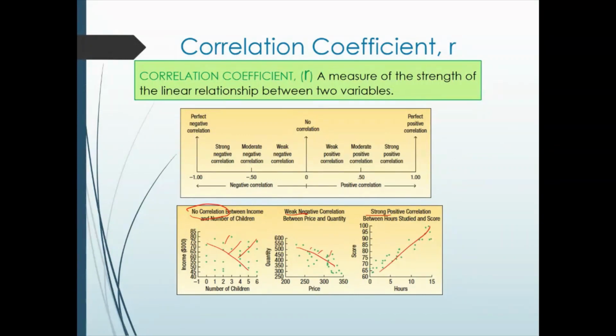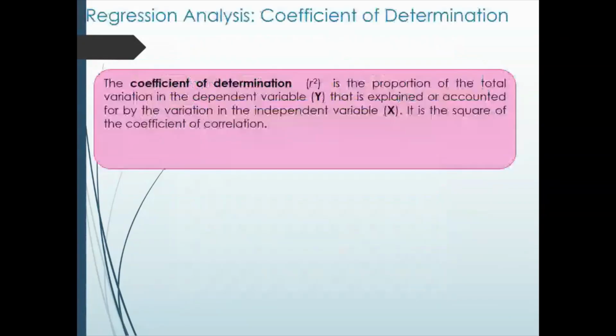Again, the correlation coefficient R gives us a number, and based on this number we can say whether a correlation is perfect, negative or positive, whether it has no correlation if it's zero, or whether it's weak, moderate, or strong. The closer to zero, the weaker it is. The closer to one, whether positive or negative, the stronger it is.